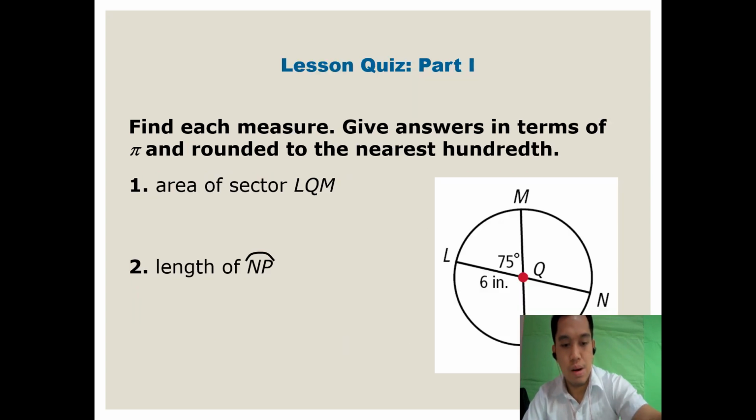Okay, so for mastery, kindly answer the following. Okay, so this is our quiz. Find each measure. Give answers in terms of pi and rounded to the nearest hundredth. Okay, so we have number 1 in the figure. Yan. Find the area of the sector LQM. Then the length of arc NP, yung length ng ating arc NP.